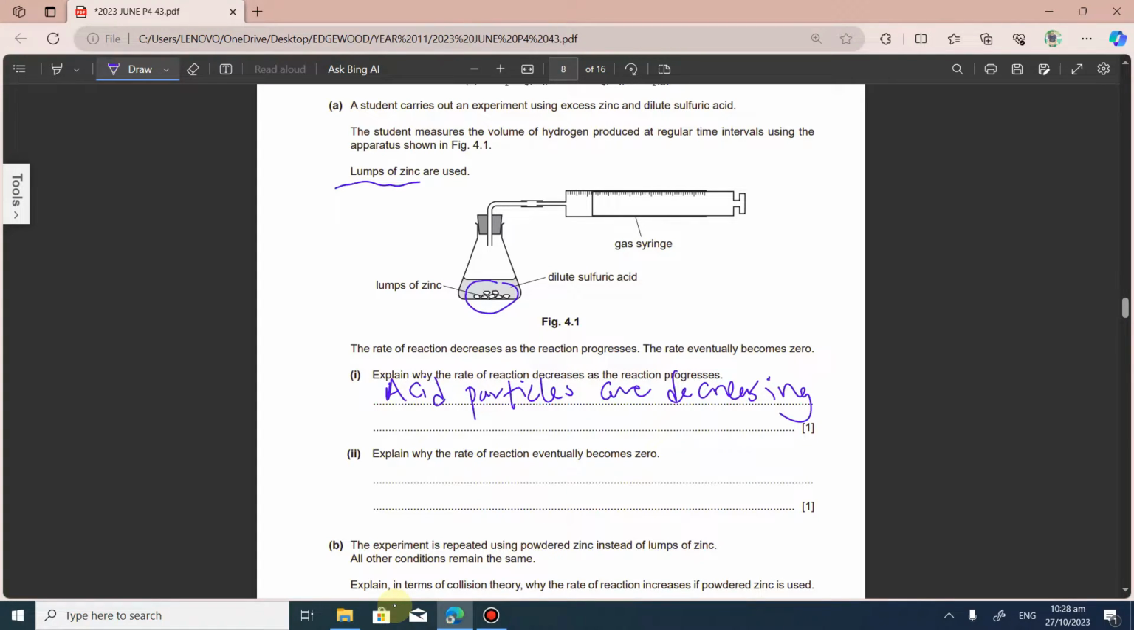Now explain why the rate of reaction eventually becomes 0. The rate of the reaction eventually becomes 0 because the particles of the acid have been used up.